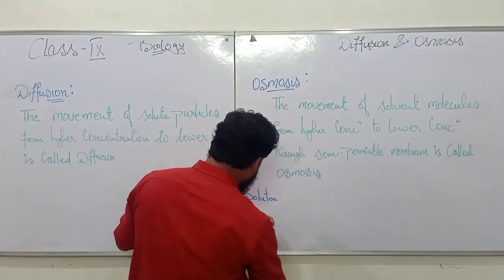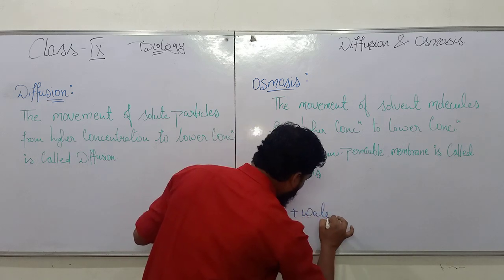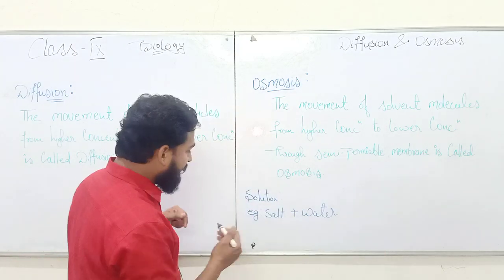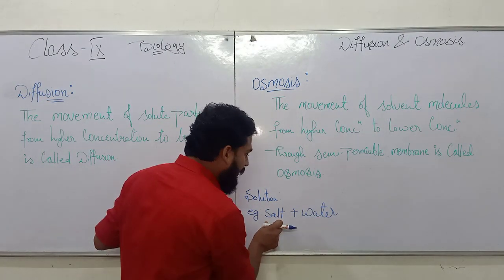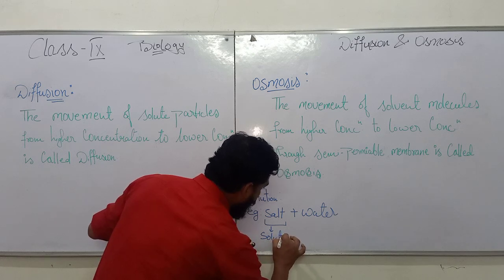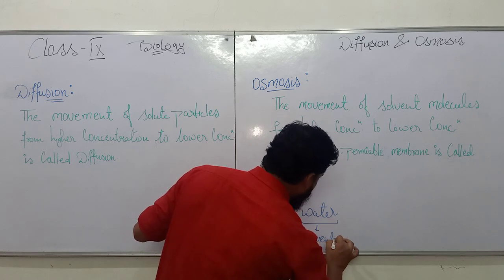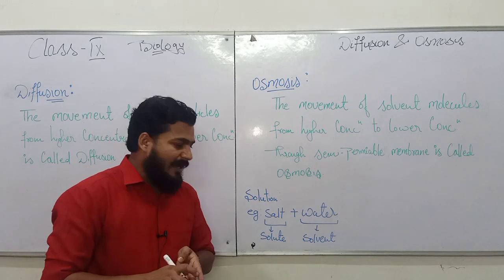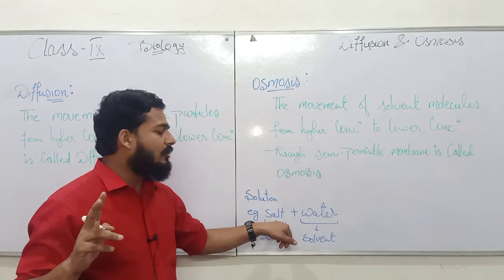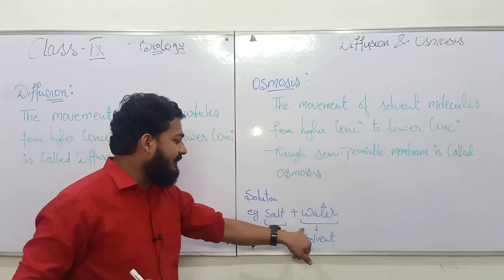For example, salt plus water. When we dissolve salt into water, this becomes a solution. And in this we see there are two components, salt and water. So salt is called the solute and water is known as the solvent. So now what we have, solution is something which contains a mixture of two or more things. For example, we have dissolved salt in water and this combination is called a solution. The salt is the solute and water is the solvent.